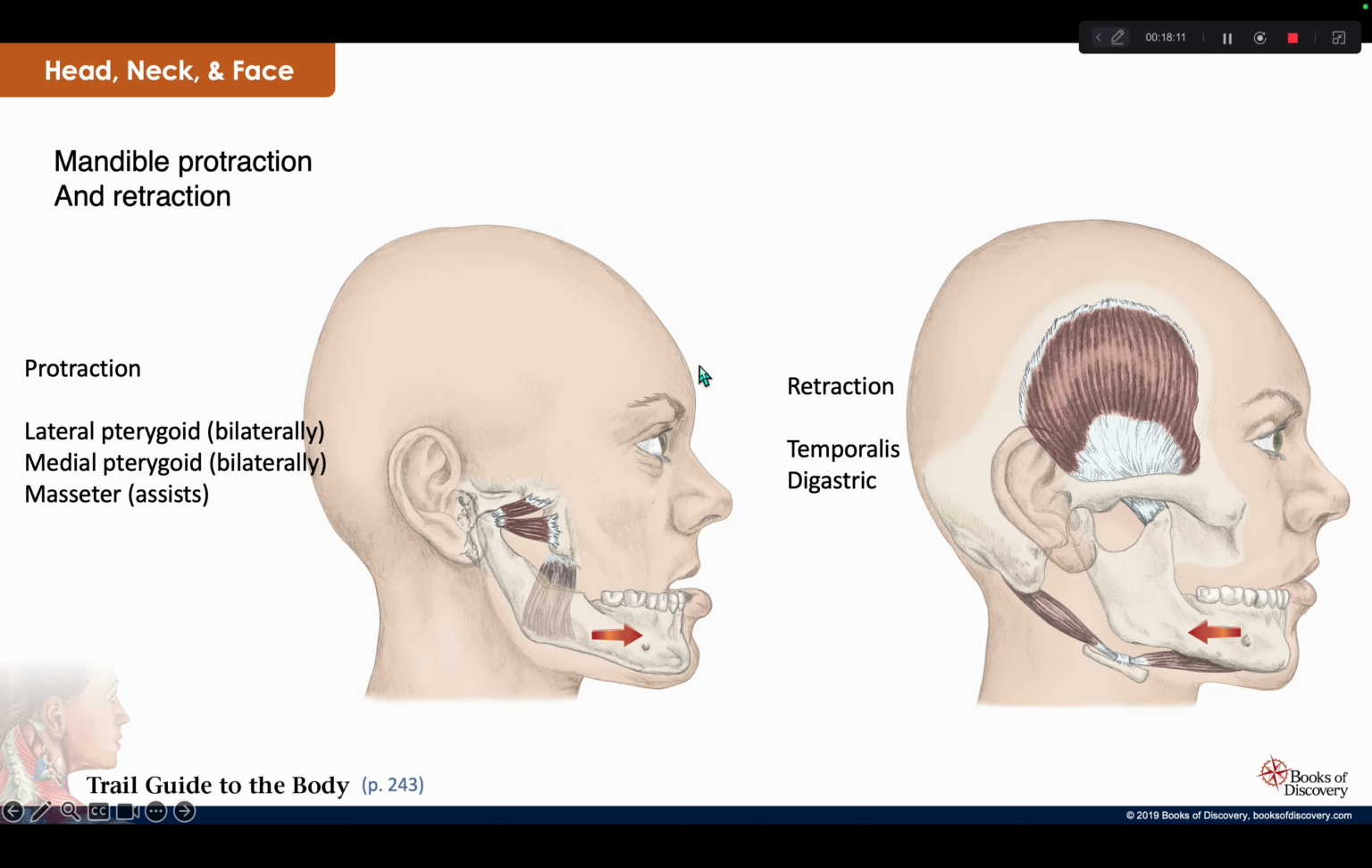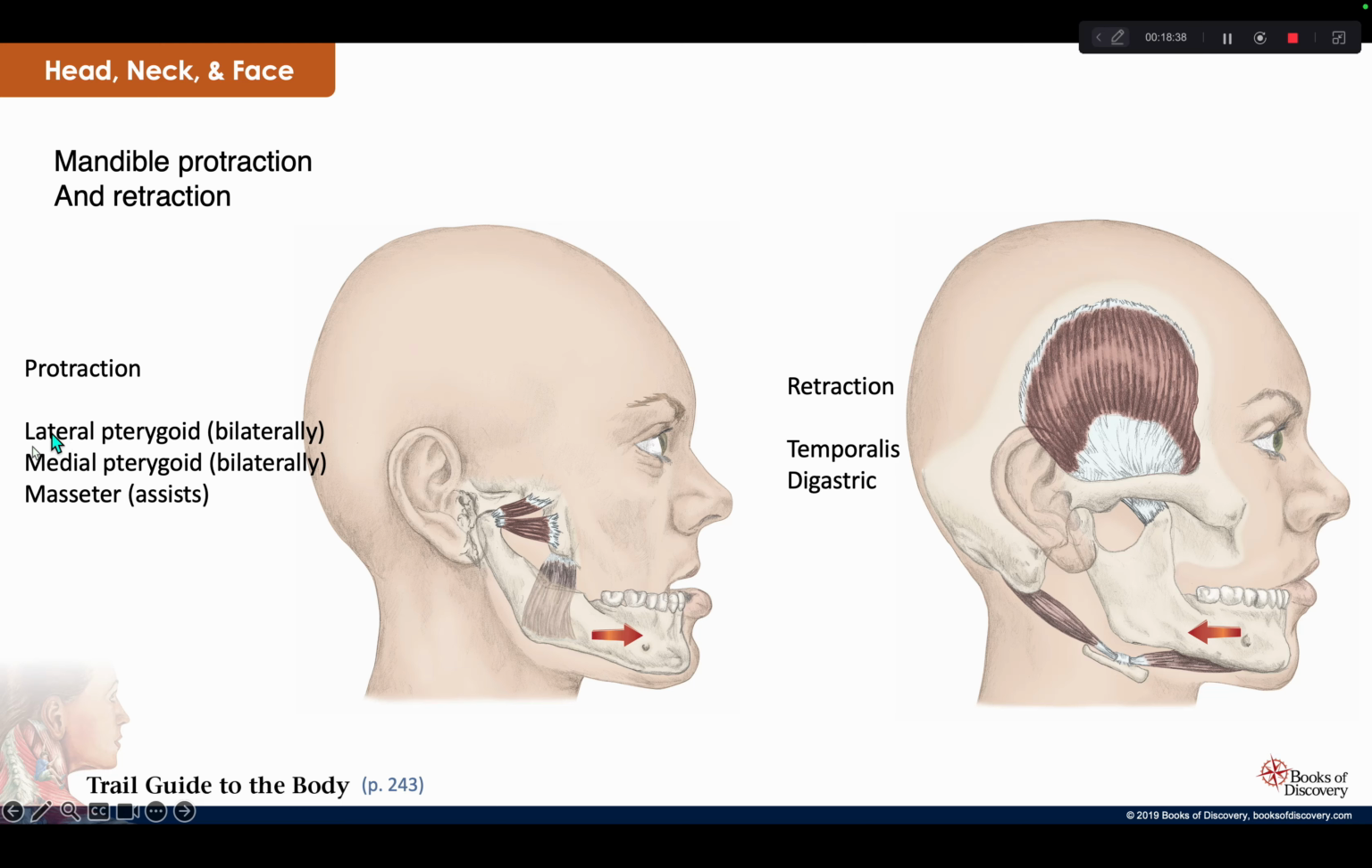The mandible can protract and retract. When it protracts, it pushes out, all right? When it retracts, it's bringing it back towards the body. So protraction would be bilaterally, so both sides are working, both your pterygoid muscles, all right, that would be in here. And your masseter are going to be protracting those muscles.